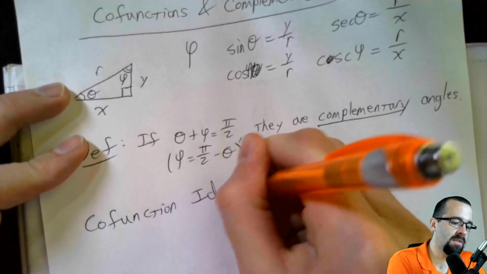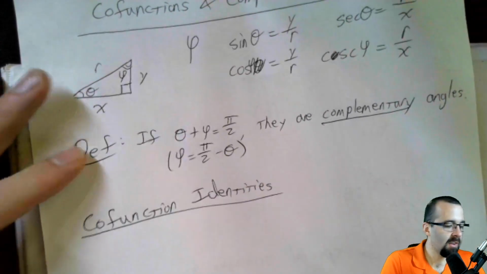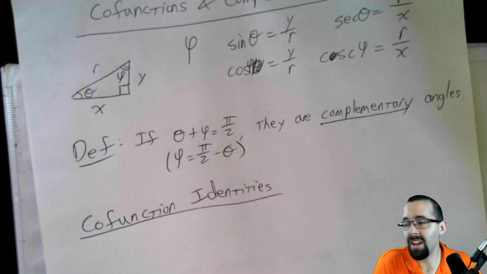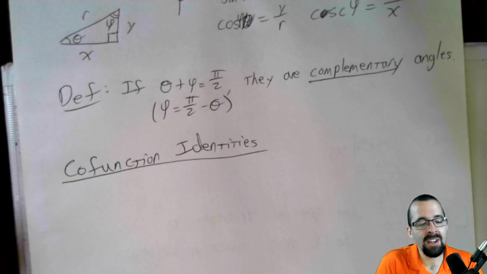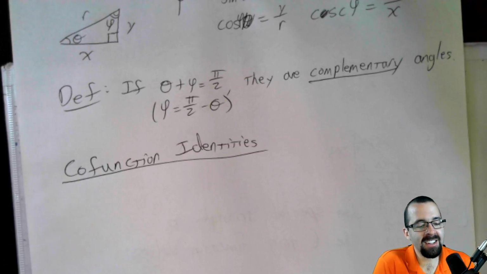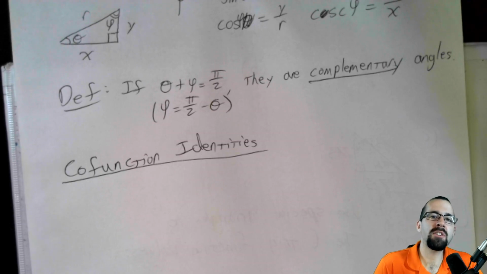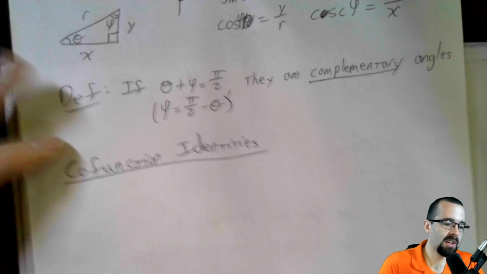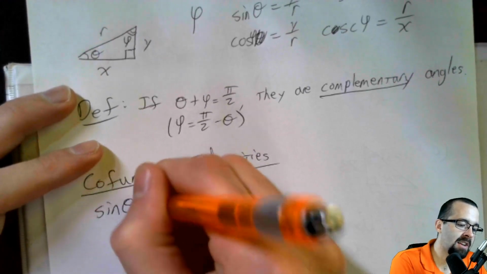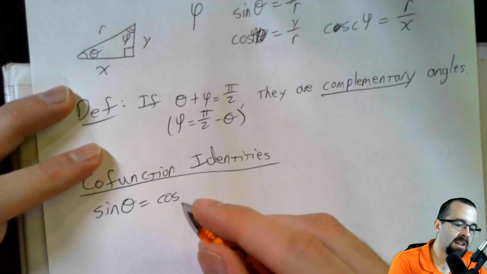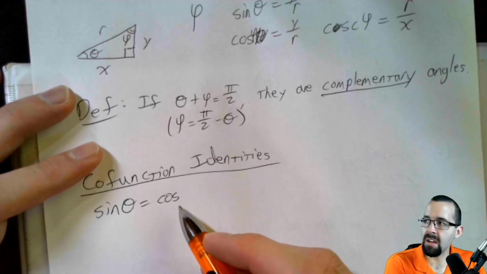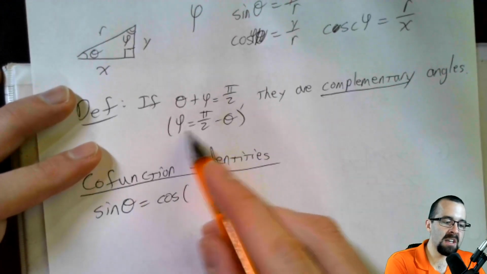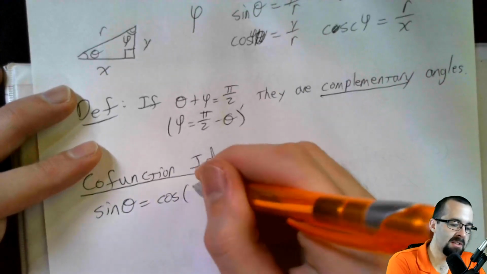And essentially, we can write these all down if you want, and I'll write them down quickly so they're in your notes. But really, the cofunction identities can be summed up in one sentence. The trig function of an angle is the same as the cofunction of its complement. So for example, sine of theta is equal to cosine of its complement. And you could write phi right here if you wanted. But let's write phi in terms of theta. Phi is pi over 2 minus theta.